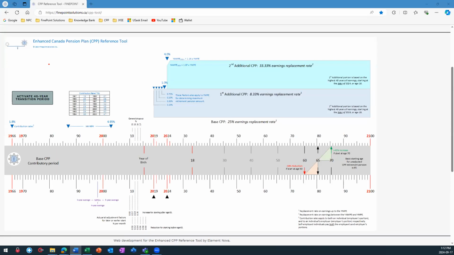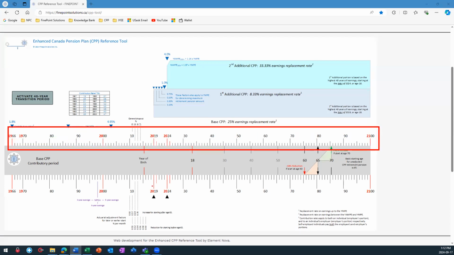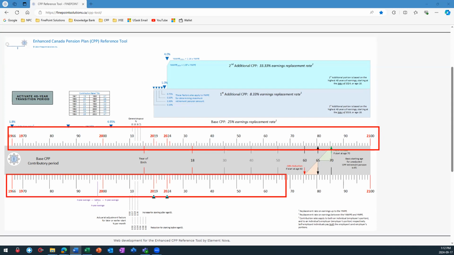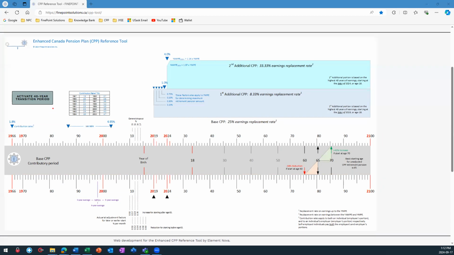Let's start reviewing the timeline. First of all, the timeline is fixed, and it is repeated both above and below the age scale. Each graduated marking on the timeline represents 1 year. The timeline starts at 1966, which is the year that the Canada Pension Plan first started to pay out retirement pensions, and the timeline ends in the year 2100.